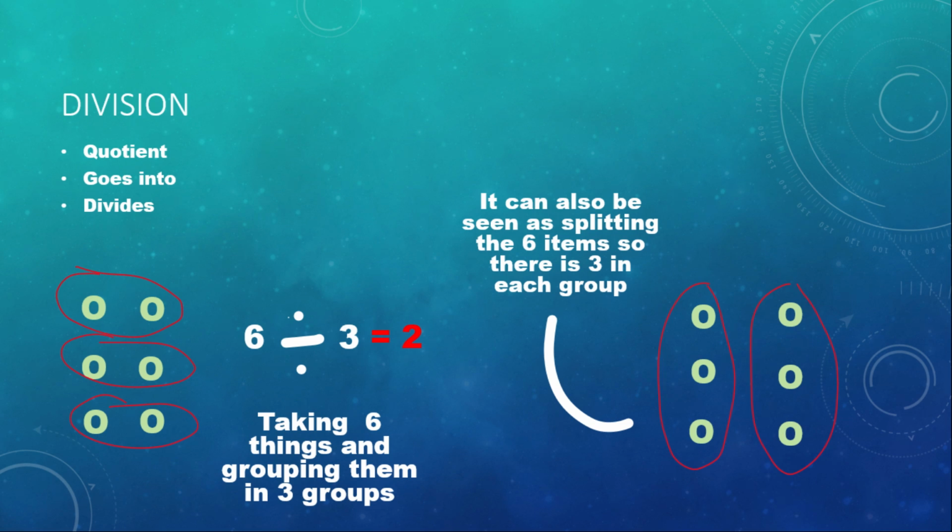A way to check that your answer is correct is by multiplying 3 by 2 and seeing if you get 6. It can also be split into 2 groups of 3, giving the same answer.